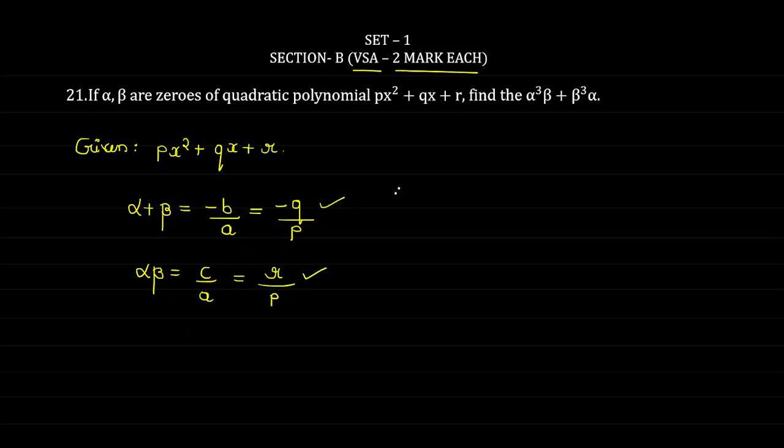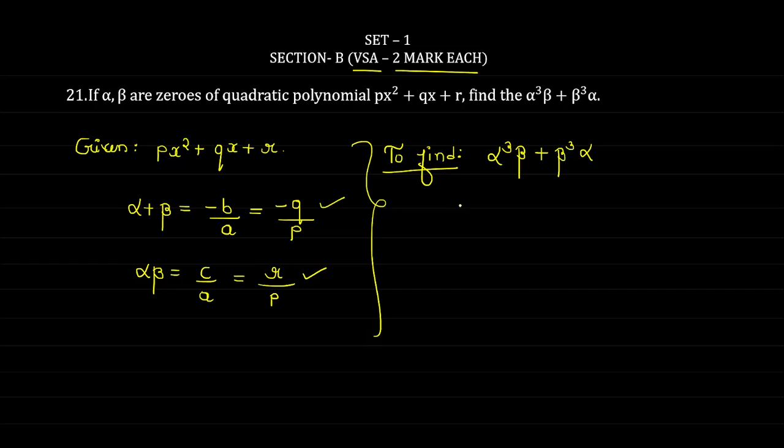Now let's see why we are calculating this. To find the value of the expression alpha cube beta plus beta cube alpha, alpha beta can be taken out as common, and what will be remaining is alpha square plus beta square. Alpha into beta is known to me from this equation, but what about this alpha square plus beta square?